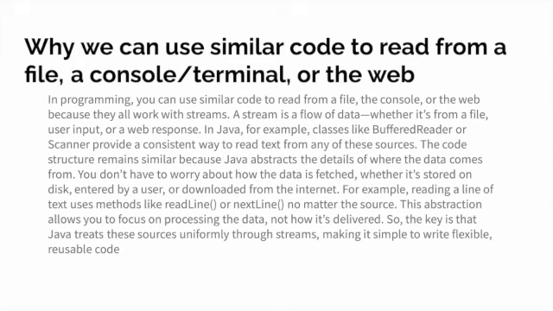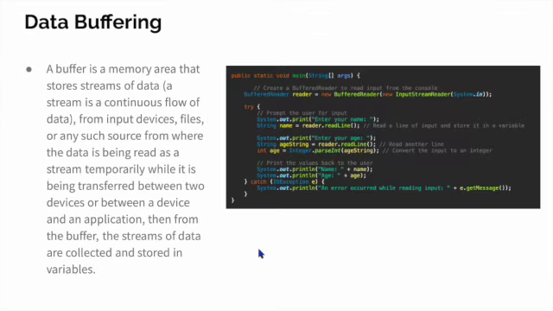For example, reading a line of text uses methods like readLine or nextLine, no matter the source. These abstractions allow you to focus on processing the data, not how it's delivered. So the key is that Java treats these sources uniformly through streams, making it simple to write flexible and reusable code. Now I will explain the concept of data buffering and show how data can be buffered in Java.